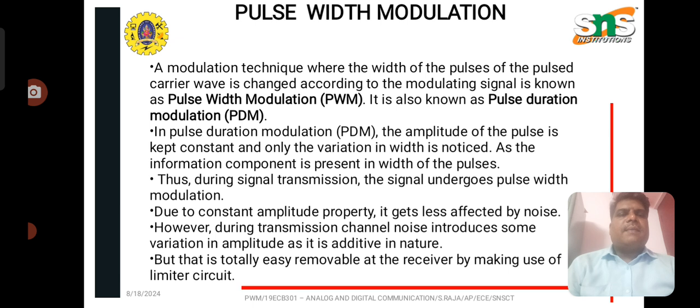Due to the constant amplitude property, it gets less affected by noise. However, during transmission through the channel, noise introduces some variations in amplitude as it is additive in nature. But that can be easily removed at the receiver by making use of a limiter circuit.